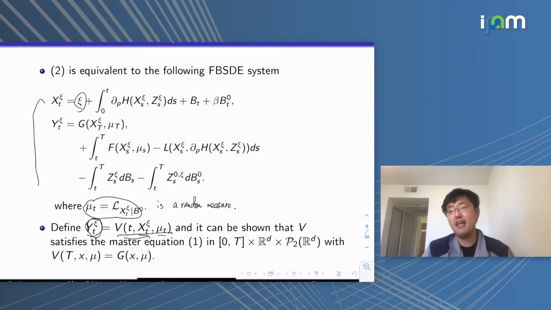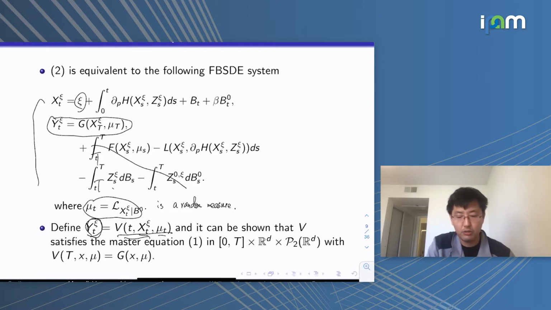Okay, and then it can be shown that this V satisfies the master equation, with the terminal condition. It's not hard to see that it satisfies the terminal condition, because Y_T(ξ) is G of X_T(ξ) and μ_T, right? Because if you take t equal to T, then you do not have these two terms.